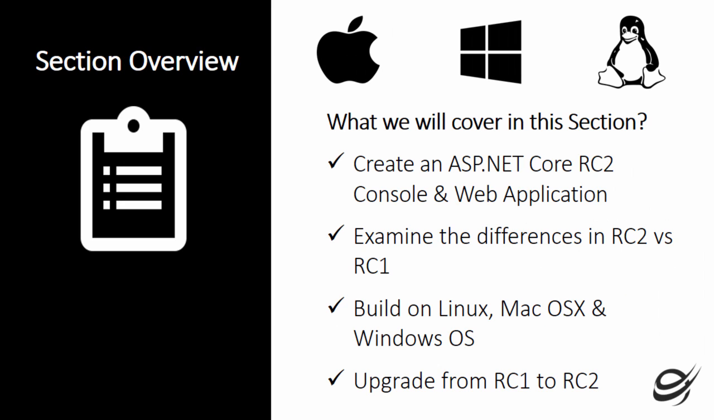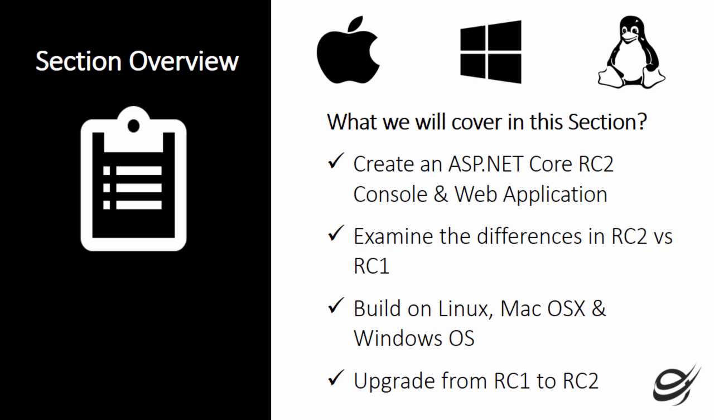In this section, we are going to create an ASP.NET Core RC2 console and web application. We are going to examine the main differences between ASP.NET Core RC2 versus RC1. One of the key changes between RC2 and RC1 is the introduction of the .NET command line interface. This tool replaces the DNVM, the DNX, and the DNU utilities with a single tool that handles the responsibility of these tools. We will demonstrate how to install the new .NET CLI.